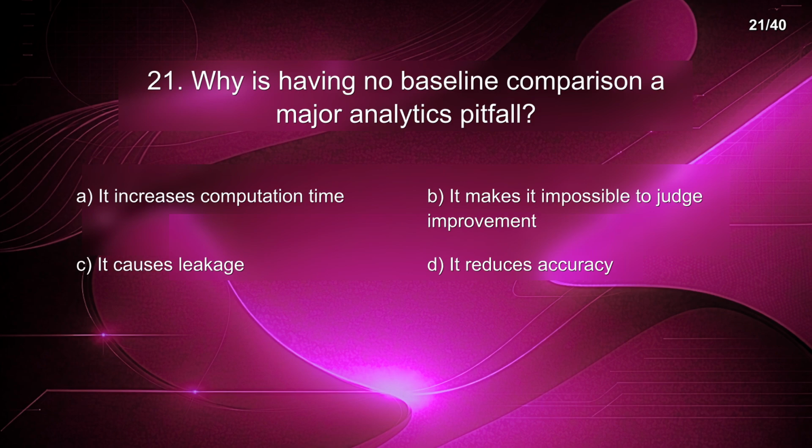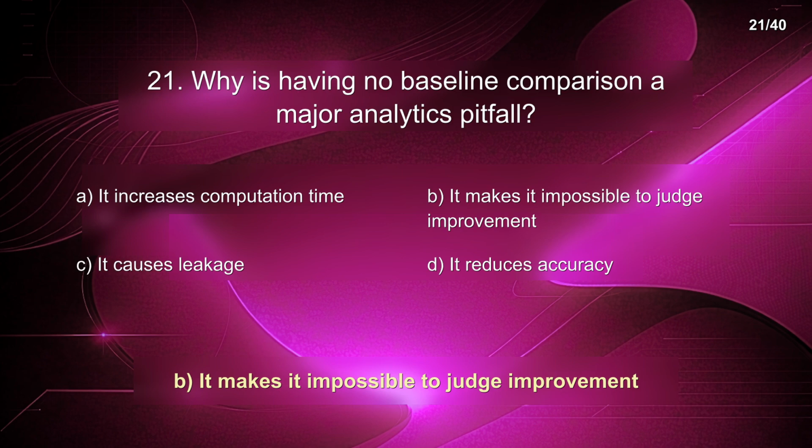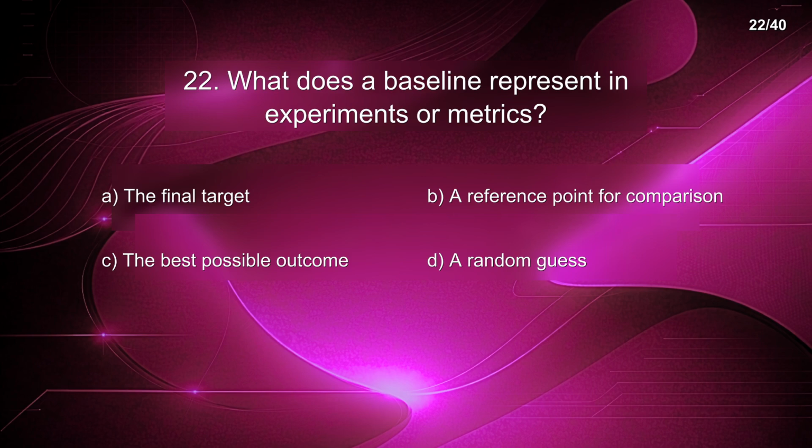Correct answer is B. It makes it impossible to judge improvement. 22nd question. What does a baseline represent in experiments or metrics? A. The final target. B. A reference point for comparison. C. The best possible outcome. D. A random guess.